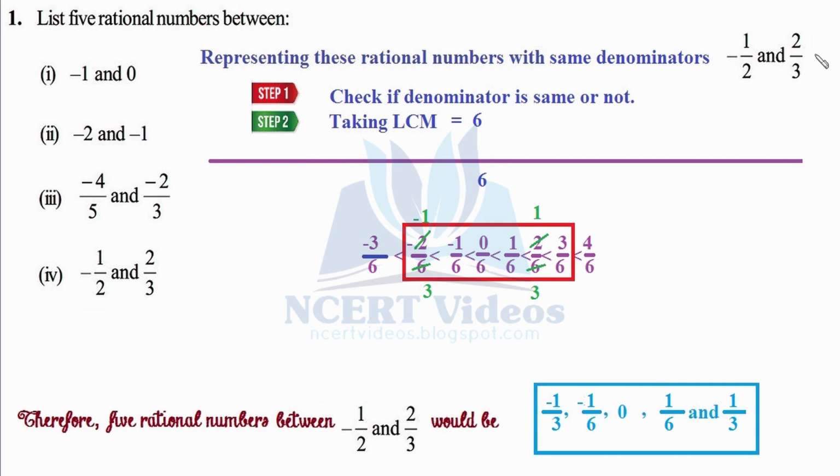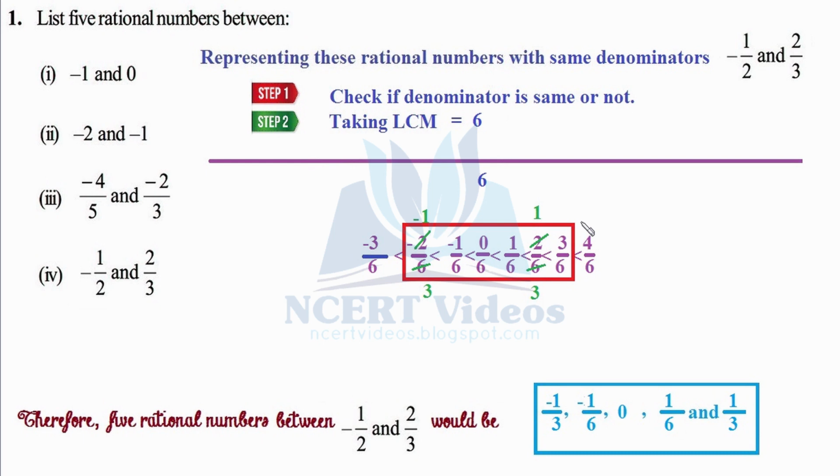Similarly for this fraction, that is 2 over 3. Now 3 2s are 6, so 2 2s are 4, so 4 over 6. As you can see, minus 3 is smaller as compared to 4 and there is 0 in between them. So you can consider this as a number line. Here it is 0 and minus 3 lies somewhere here and 4 is here.